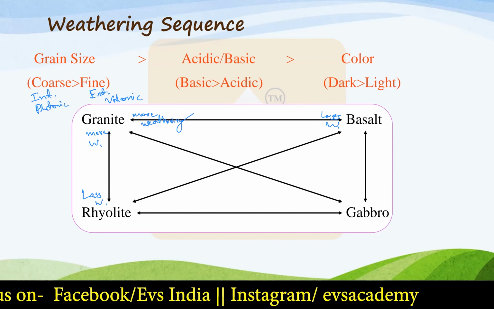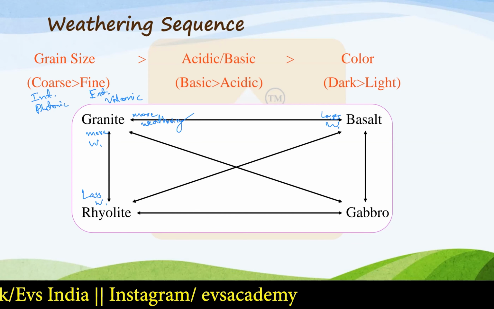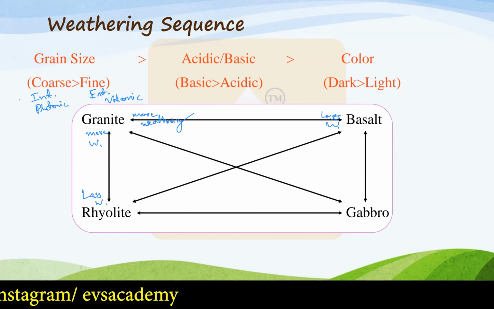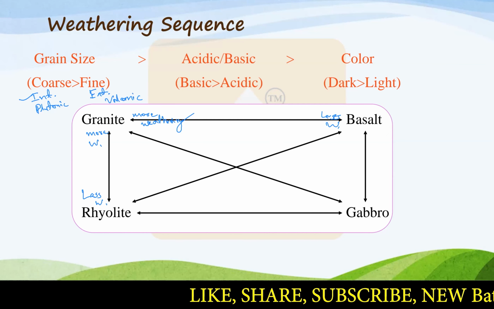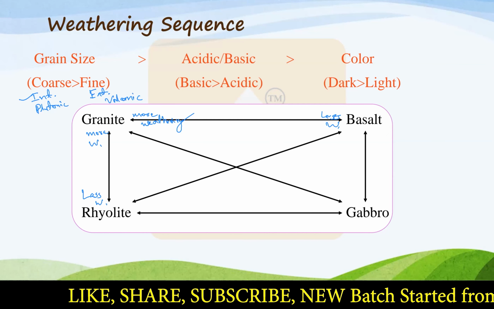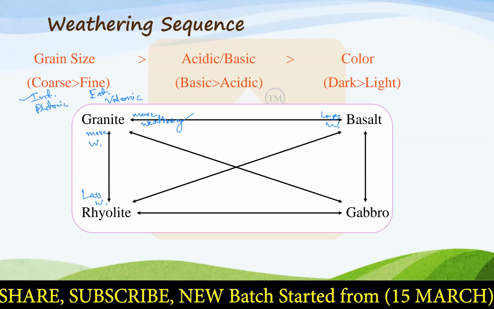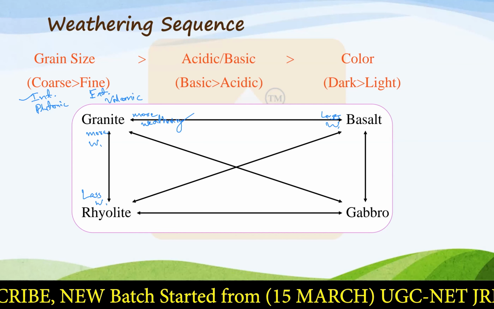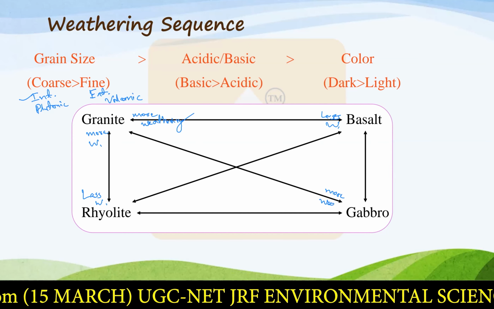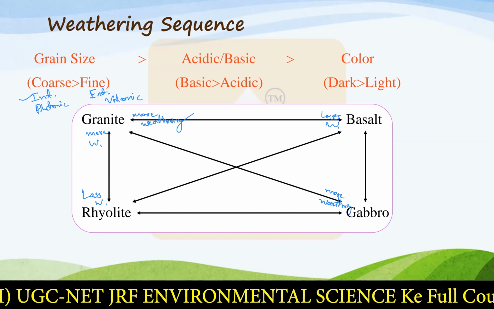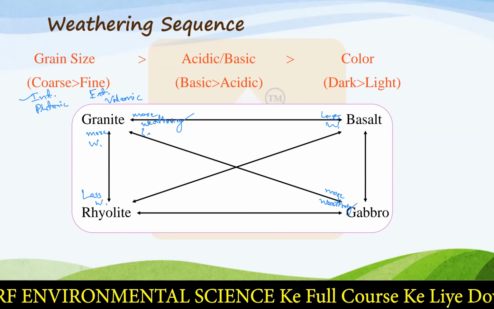Relationship between the granite and gabbro: now both are the plutonic rocks or both are the intrusive type of rocks. So in this scenario, you cannot get the weathering sequence by the grain size. You have to see the acidic and basic nature. And here granite is acidic in nature, while gabbro is basic in nature. So on that sequence, basic will have more weathering. So gabbro will have the more weathering, while the granite will have less weathering.